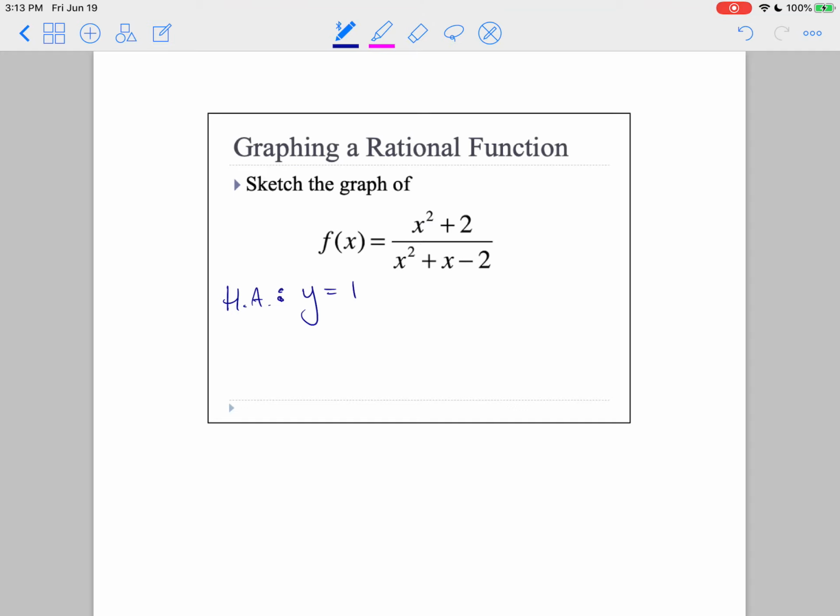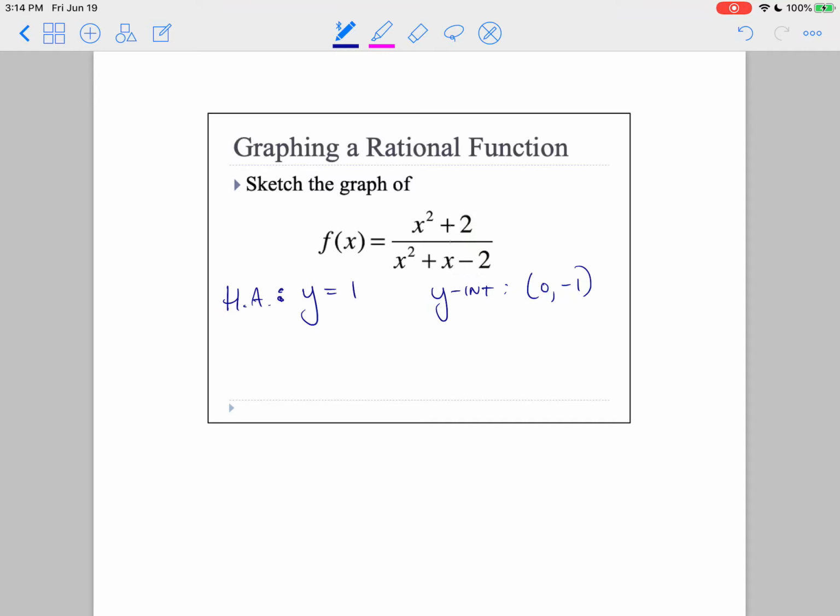Given the equation in this form, I can also easily find the y-intercept. If I plug 0 in for all the x's, I get 2 over negative 2, which is -1. So when I plug in 0, I get -1. So that's my y-intercept.